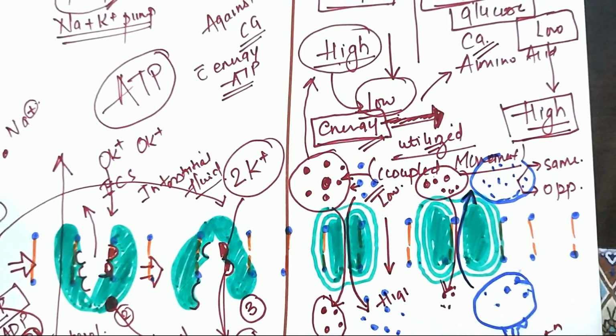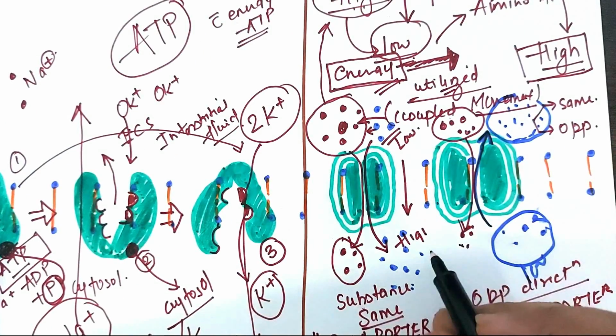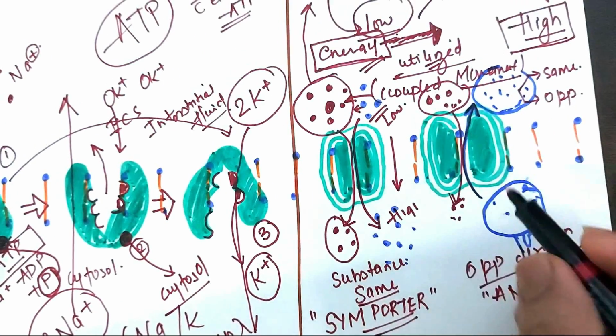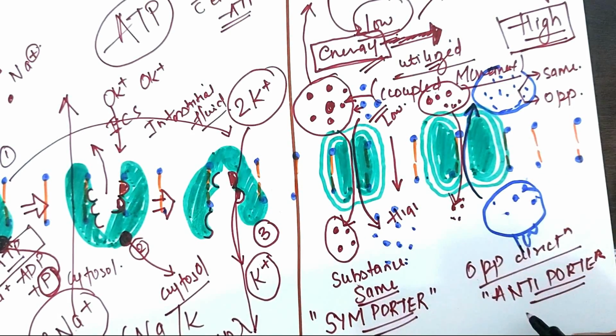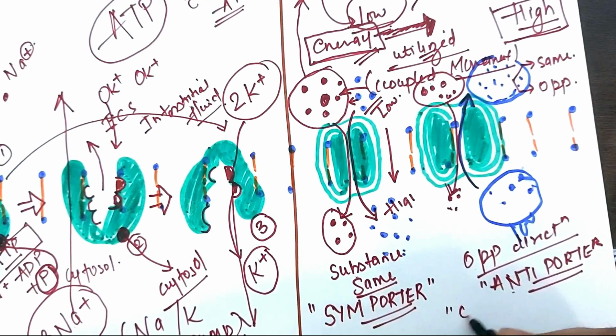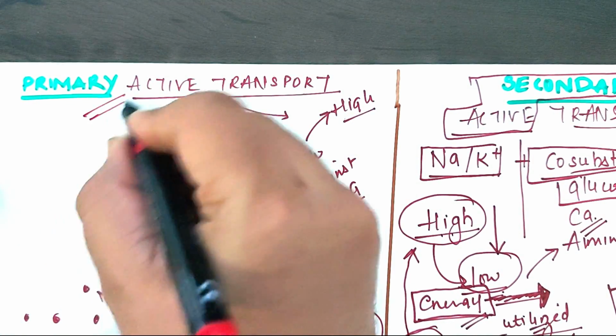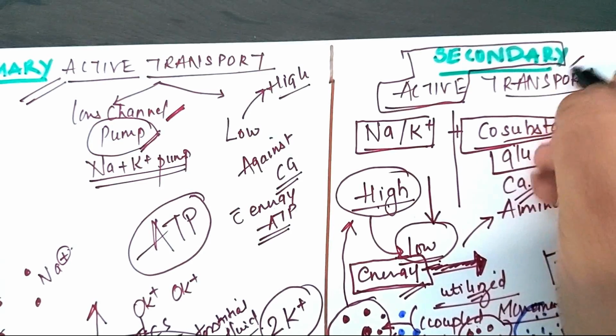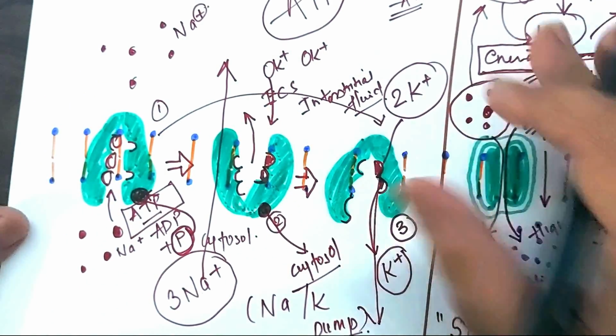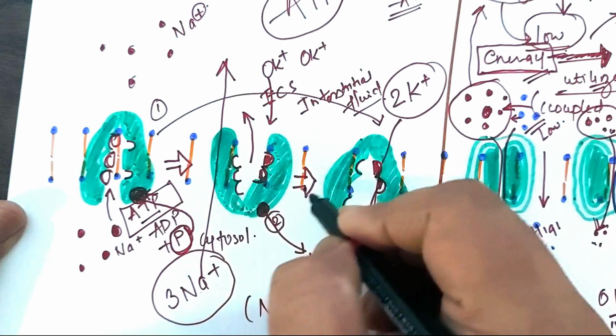As simple as that. When two substances move in the same direction, symporter; when two substances move in different directions, antiporter, and this happens via the channel protein. So that's primary active transport and secondary active transport via the sodium potassium pump and via the channels.